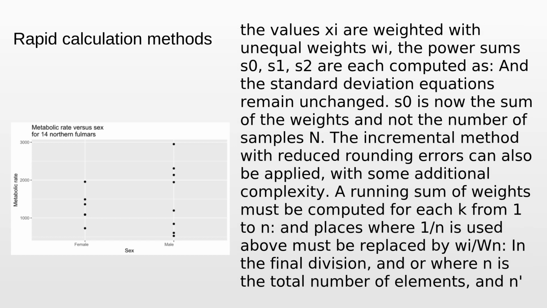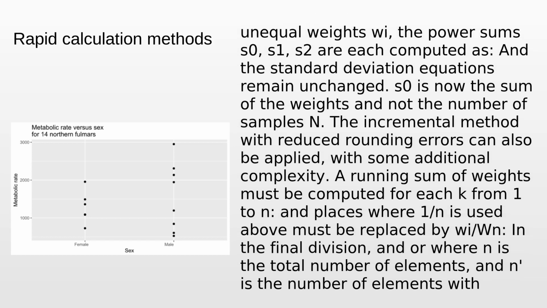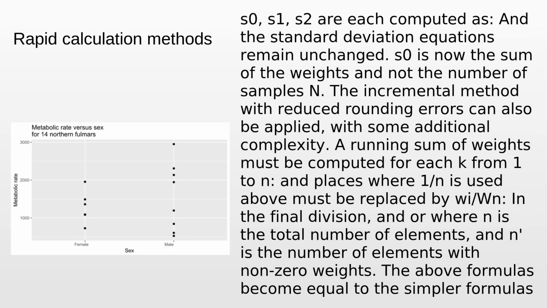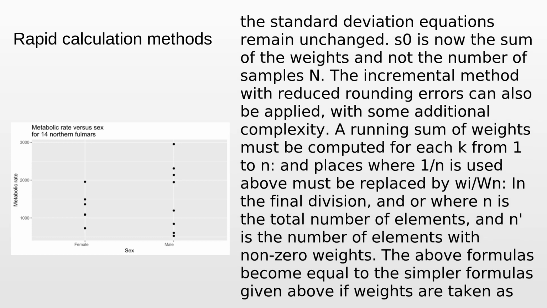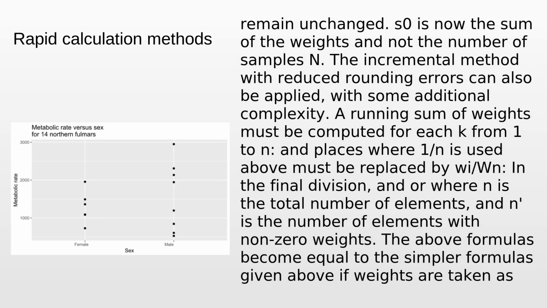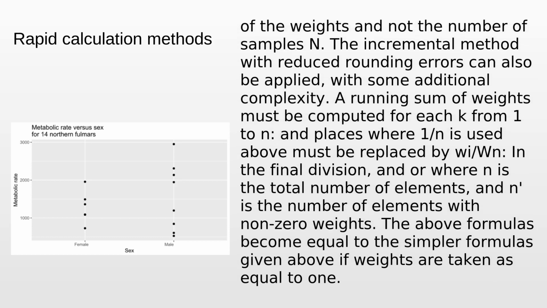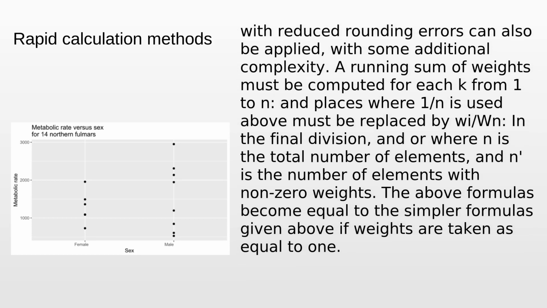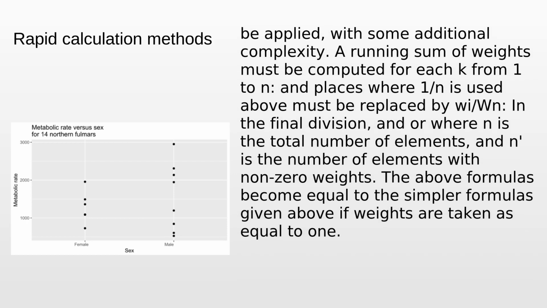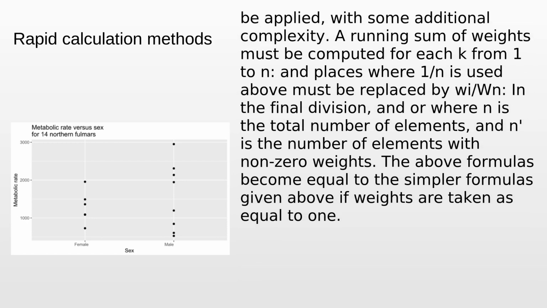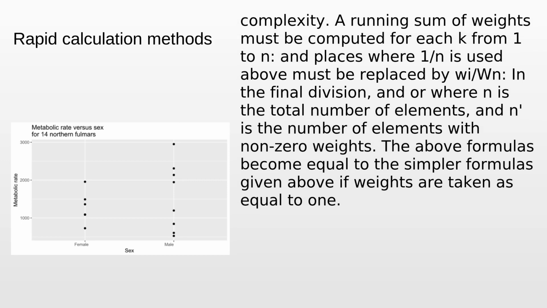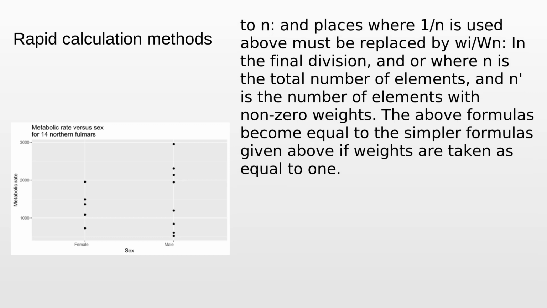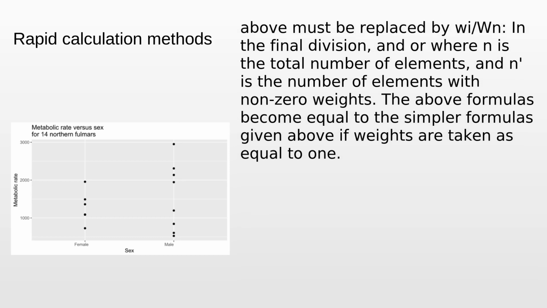Sample variance, population variance. When the values x_i are weighted with unequal weights w_i, the power sums S0, S1, S2 are each computed as shown, and the standard deviation equations remain unchanged. S0 is now the sum of the weights and not the number of samples n. The incremental method with reduced rounding errors can also be applied, with some additional complexity. A running sum of weights must be computed for each k from 1 to n, and places where 1, ..., n is used above must be replaced by w_1, ..., w_n.